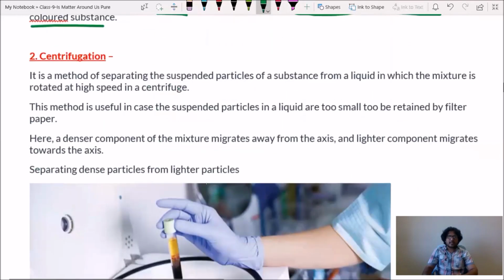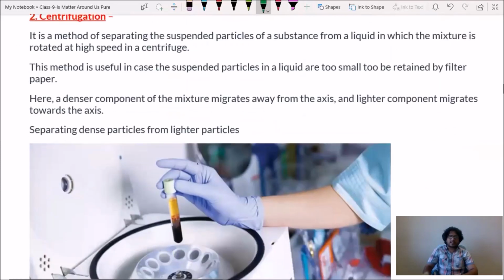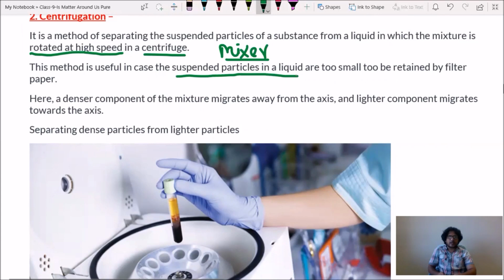Moving to the second separation technique, centrifugation. This is a method of separating the suspended particles of a substance from a liquid, in which the mixture is rotated at high speed in a centrifuge. You see, it is like a mixer where they place a liquid from which they need to separate high dense particles. This method is useful when the suspended particles in the liquid are too small to be retained by filter paper.